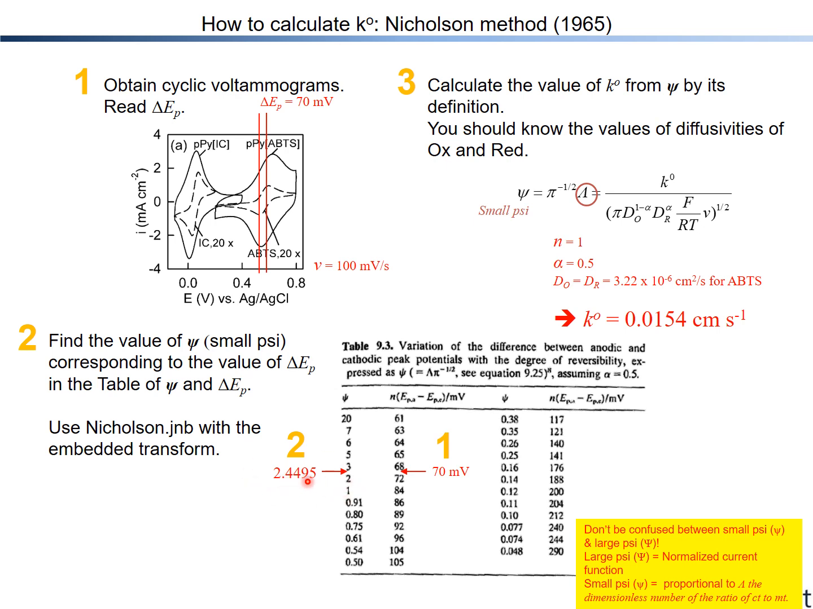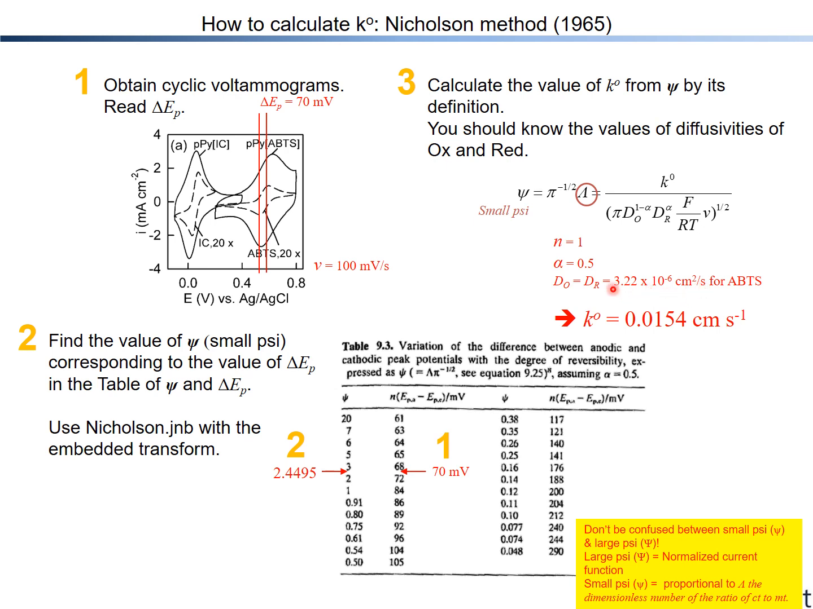And then let's go to step 3. Calculate the value of K0 from small psi by its definition. The definition is here. What we know is that the small psi value is 2.45 here, and K0 is unknown, and that is actually our target to calculate. And the pi constant, and the diffusivities of the oxidized and reduced species for this electroactive species are about 3.22 by 10 to the minus 6 centimeters squared per second.